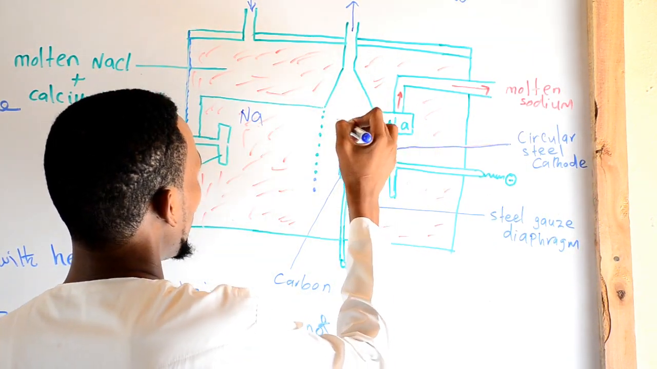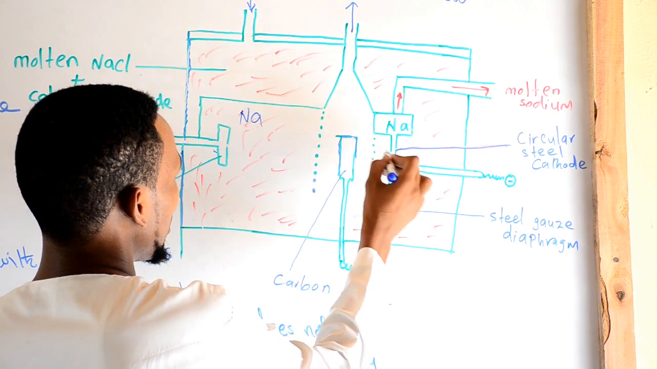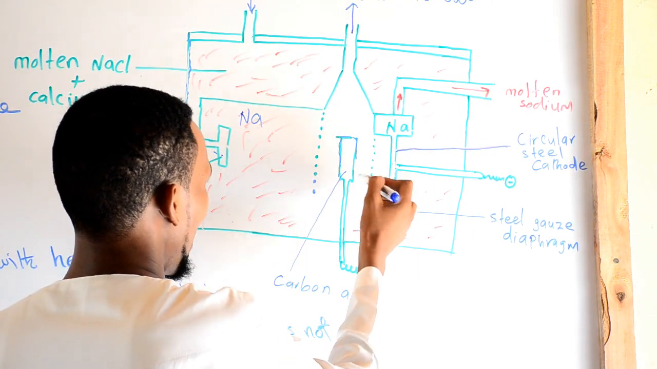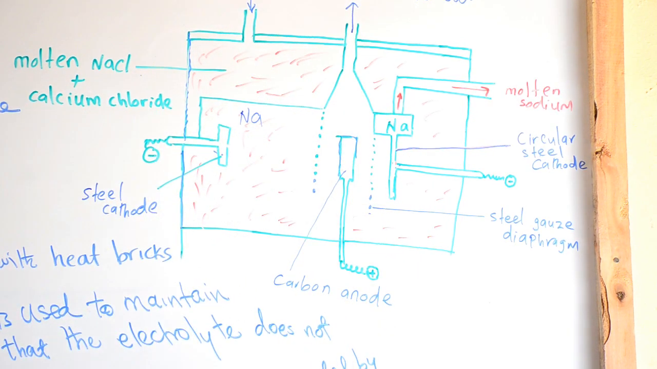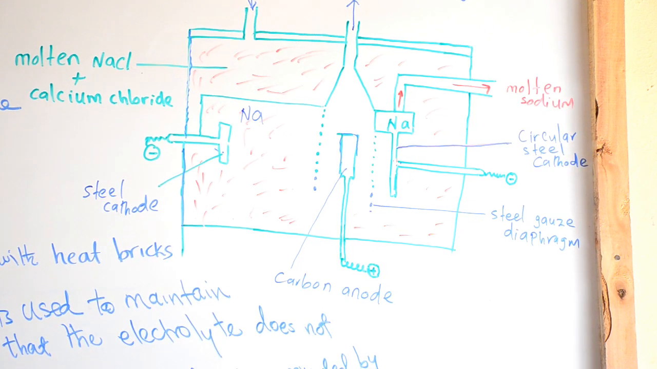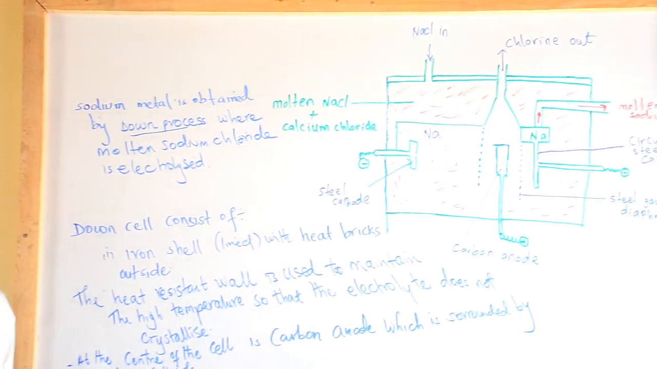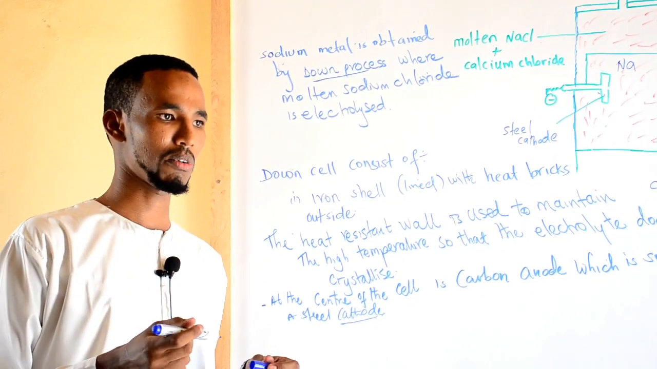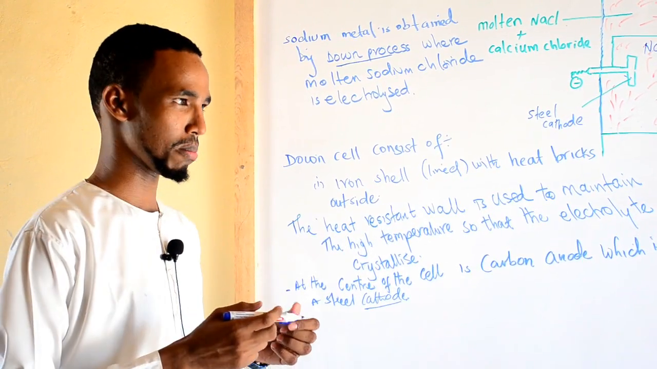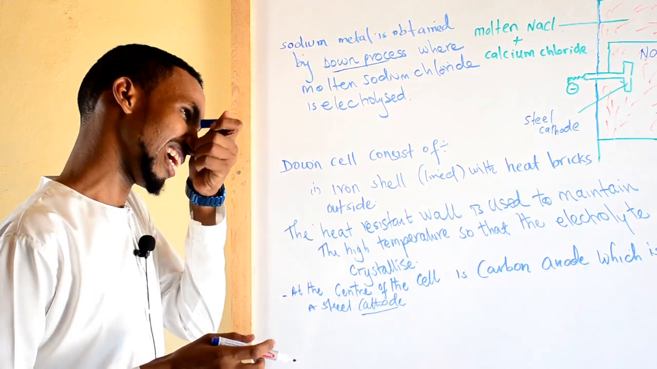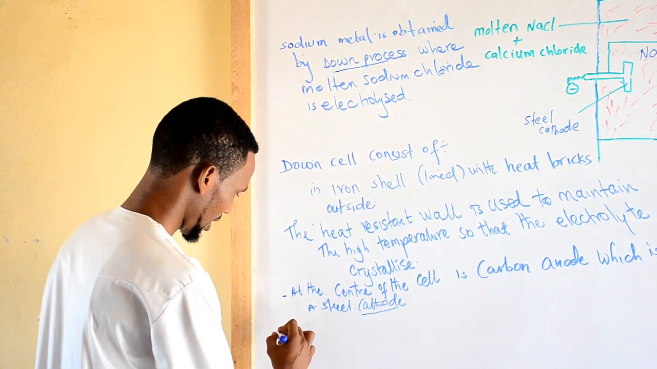This is the cathode, yes. These are the two cathodes. And then at the center, we have the carbon anode. The reason why we normally choose carbon is because carbon is an inert electrode. So let's go to the next one.